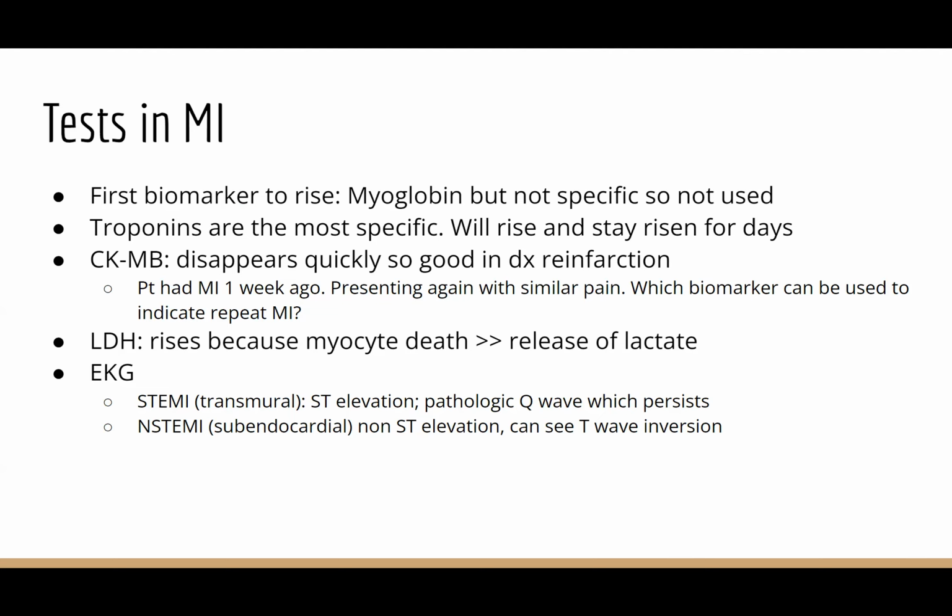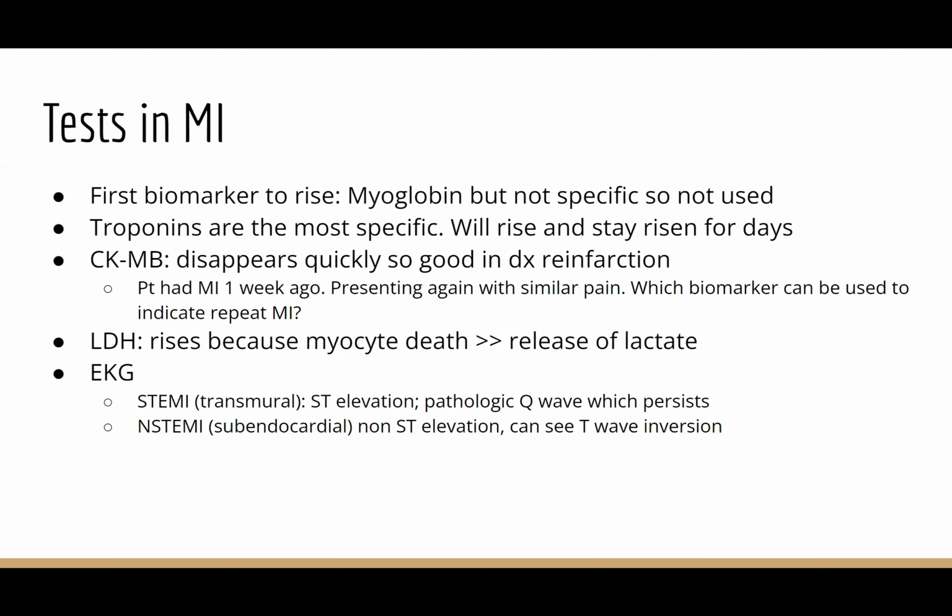How do you know? Well, it's the CKMB. CKMB rises for a lot of reasons, but it's a good indication of reinfarction because it's going to go away quickly. It rises with the troponins, right after the troponins, but it goes away very quickly. So if a patient comes back in a week with similar pain to what they had, and they had a heart attack, troponins are still going to be up. But if CKMB is high, then you know that they're having another heart attack.